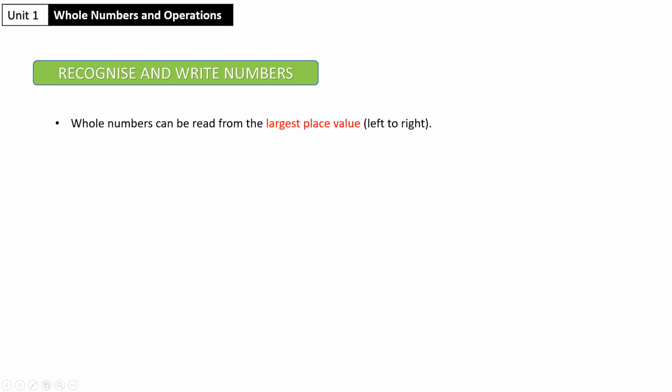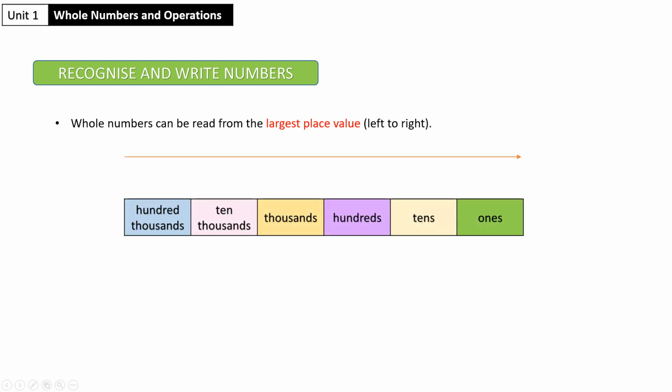For your information, whole numbers can be read from the largest place value, which means from left to right. So these are the place values that you will learn in this year. The largest place value here is 100,000, followed by 10,000, thousands, hundreds, tens, and ones. So murid-murid boleh menyebut nombor from the largest place value, yaitu daripada 100,000. I give you an example.